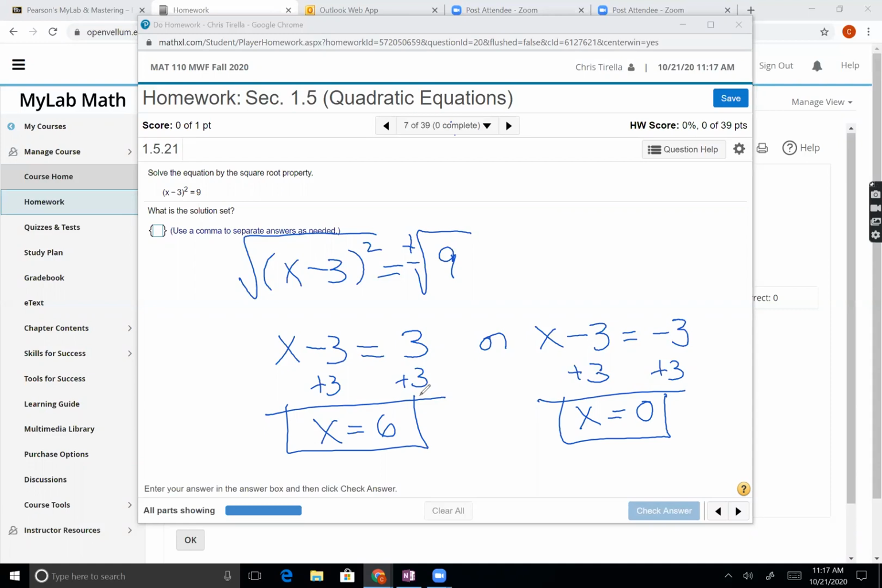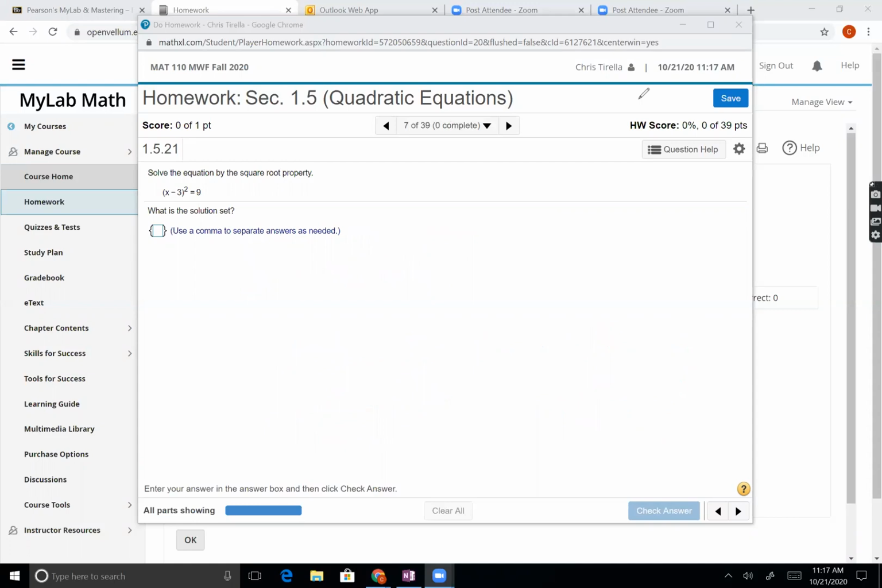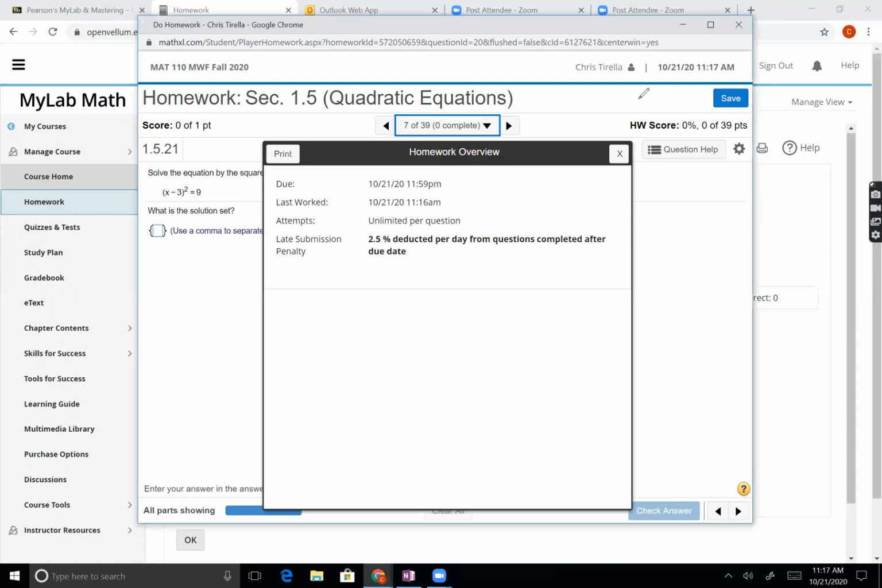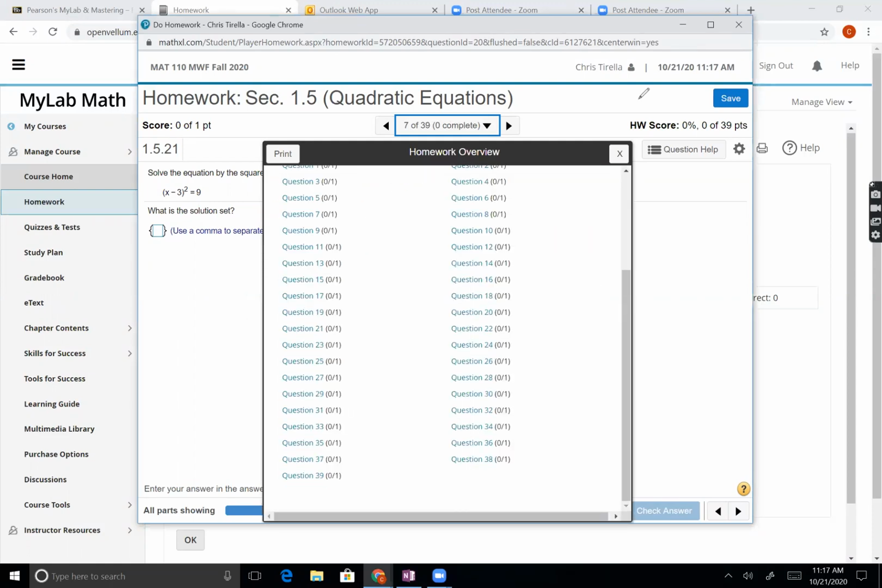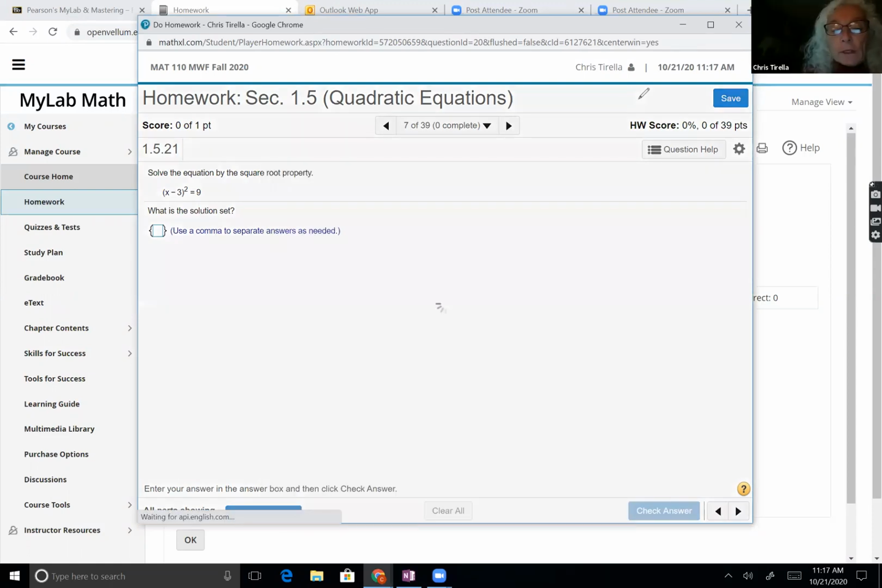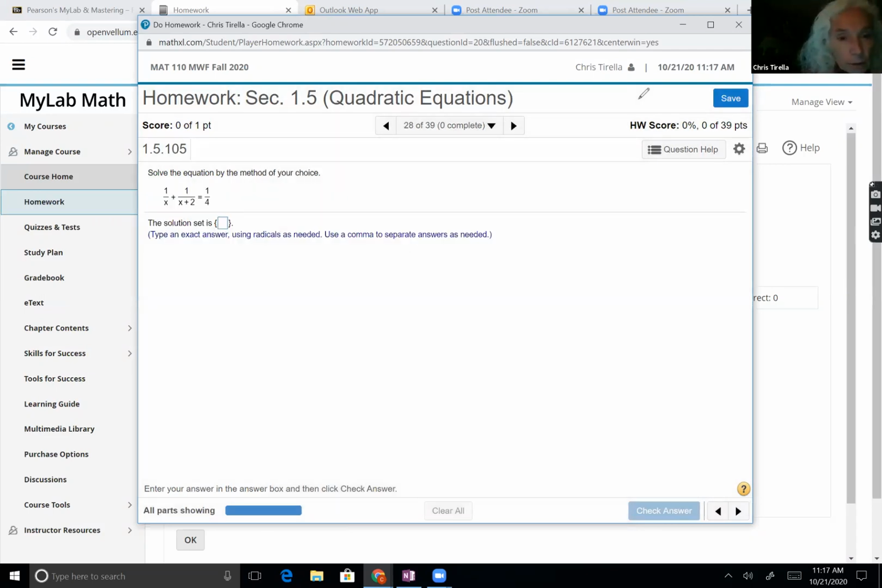Sure. If I can find it in this list. There we go, 28. Solve the equation by the method of your choice. Okay, so I have 1 over x plus 1 over x plus 2 equals 1/4.